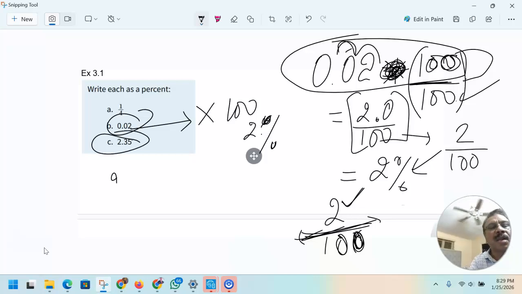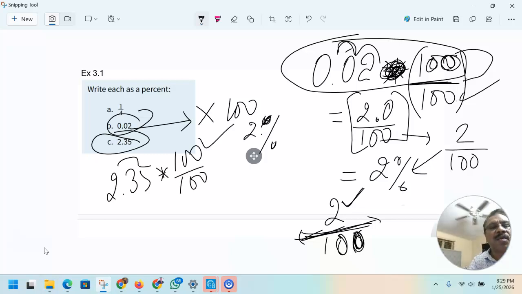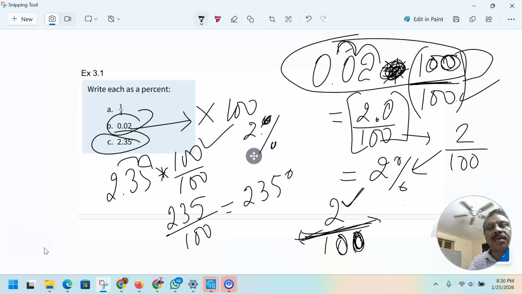You see the third one, same thing. You multiply by 100 and divide by 100. So the top 100 moves the decimal two places to the right, and you get 235 over 100. That is 235%. And you're done.